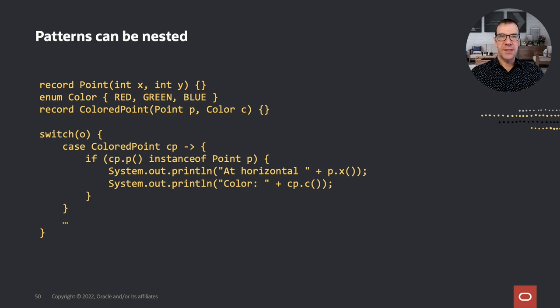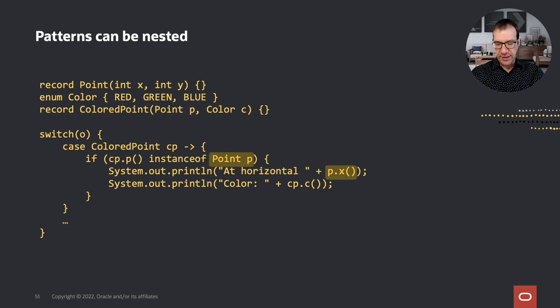Now, the cool thing about this is that patterns can be nested inside record patterns. So let me walk you through an example to see how this works. We have a record class ColoredPoint, which contains another record class Point. Now, consider this code. We have an outer pattern match switch to match a ColoredPoint, and then inside the clause, we use an accessor method to get the Point value out, and then we use a pattern instanceof to check that it's a Point, and then we are able to print out the components we're interested in.